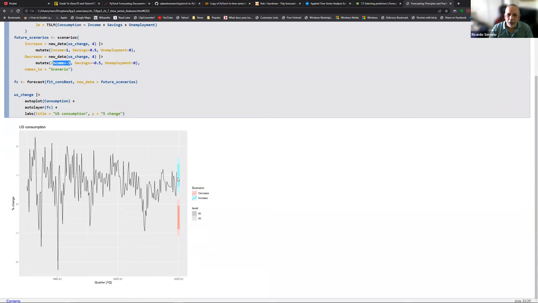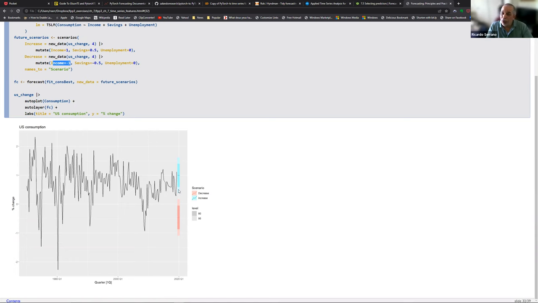The green band is going to give you the forecast for when the income is assumed to grow by 1%. And then the red one is going to be the income growing minus 1%. In other words, it's going to be decreasing 1%. And you get both. So you have both scenarios.